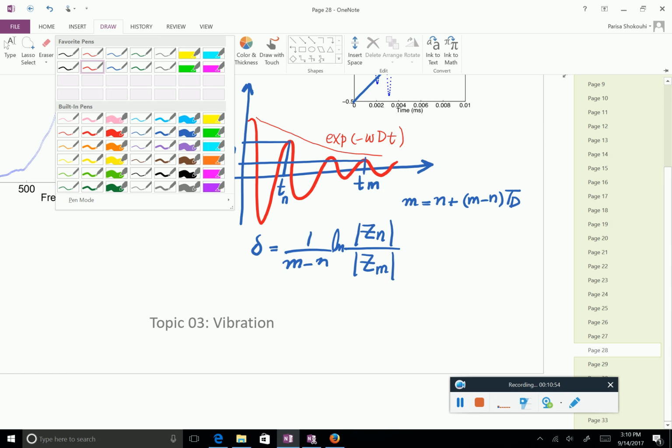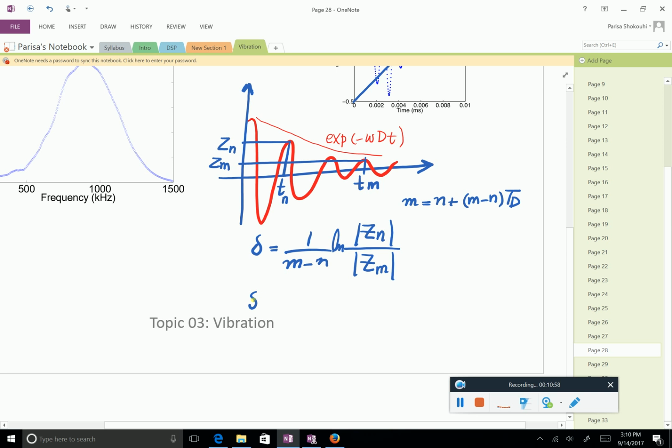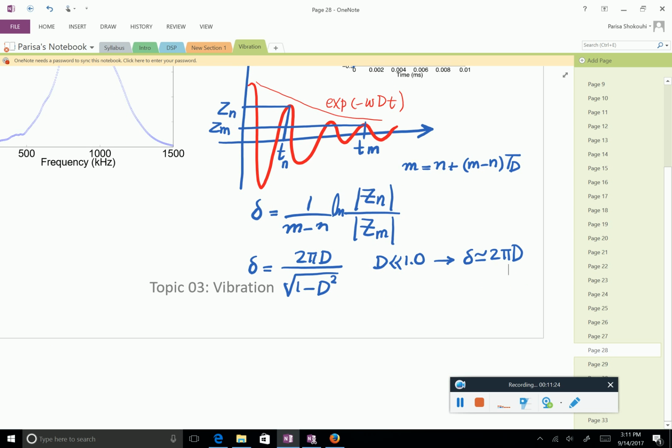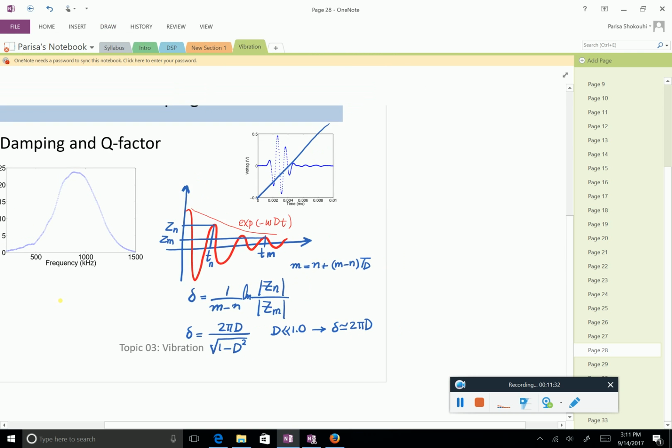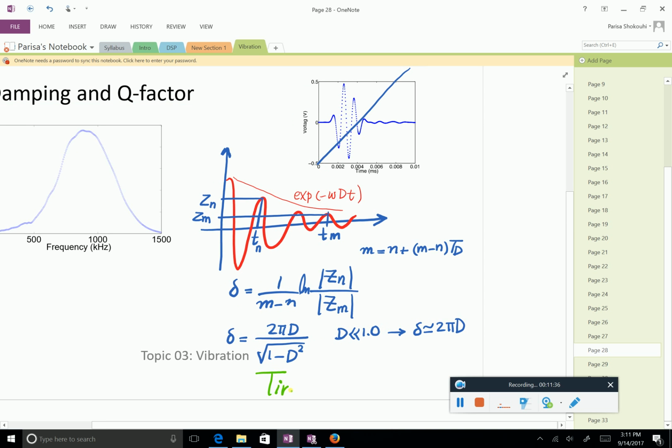Anyway, I also showed you that you can relate this delta to the damping ratio. These are related to each other. And if the damping is very much smaller than 1, which is typically the case, then you can approximate it as 2 pi d. Now, this is how you would calculate damping in the time domain. Let's say if you had a time signal and you had this nice signal, you could fit an exponential to it, and you can very easily get delta and d.